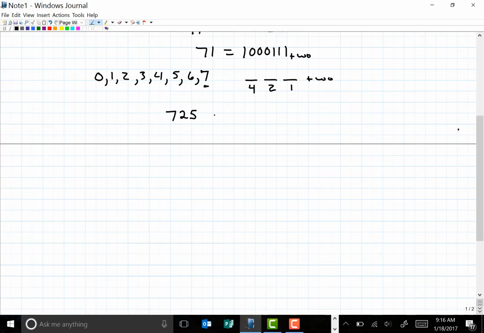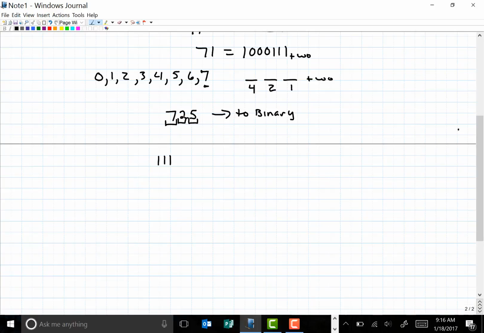725, and I want to convert this to base 2 or binary, I can simply write each digit as a 3-digit binary number. So for example, 7 can be written as 111 because we would need a 1 in this position, a 1 in this position, and a 1 in this position for those to add up to 7.